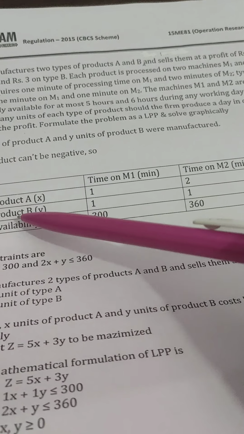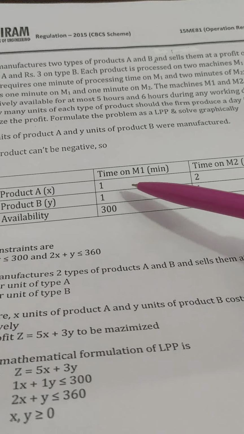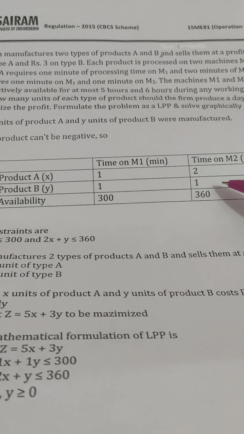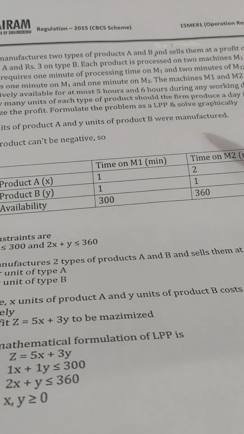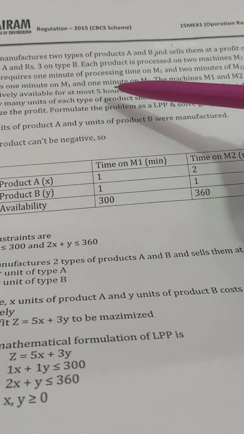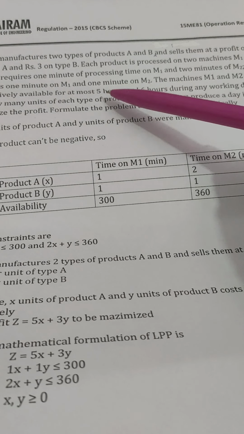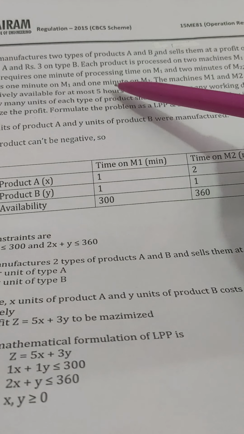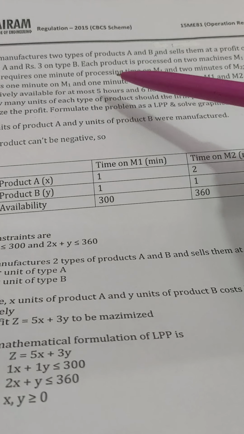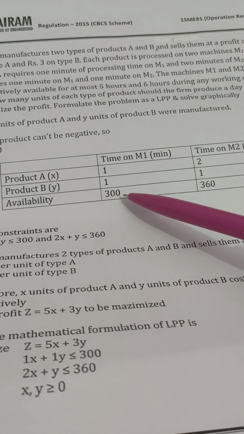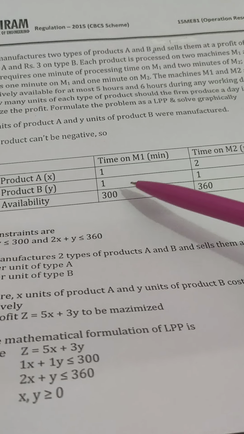So 1 unit of product B requires 1 minute on machine 1 and 1 minute on machine 2. It is also said that the machines M1 and M2 are respectively available for at most 5 hours and 6 hours during any working day. That means machine 1 is available for 5 hours. 1 hour is 60 minutes, so 5 hours means 60 into 5, that is 300 minutes here.